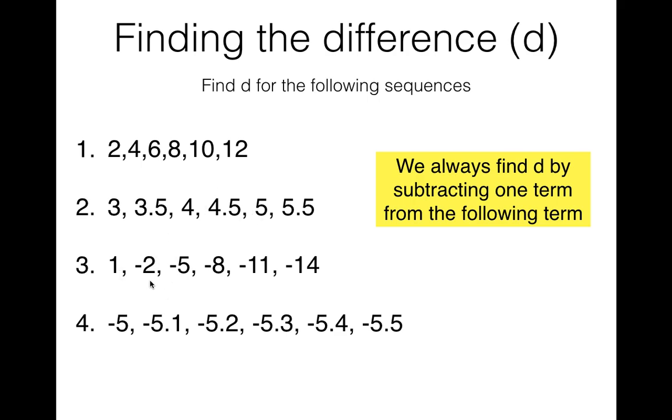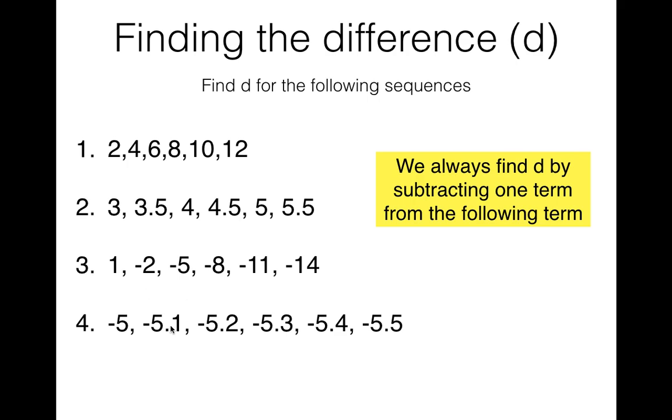Negative numbers. So if I have minus 2 minus 1, I get minus 3. Minus 5 minus minus 2, because there's 2 negatives here, it ends up being a plus, so it ends up being minus 5 plus 2, again gives me minus 3. So the common difference here is minus 3.